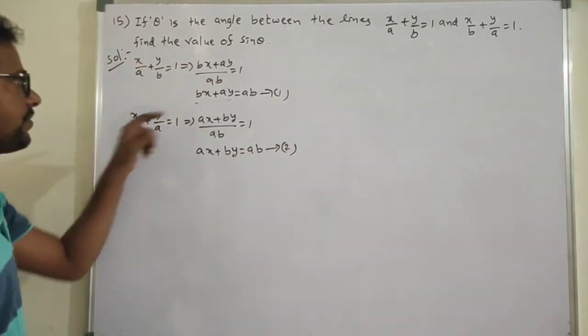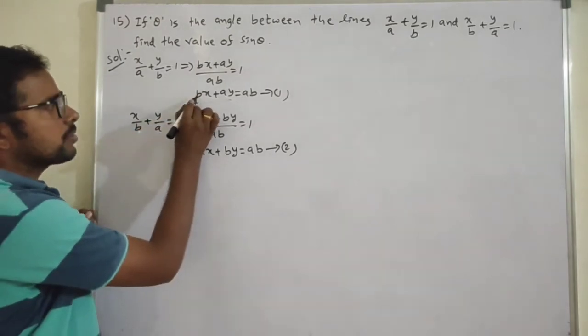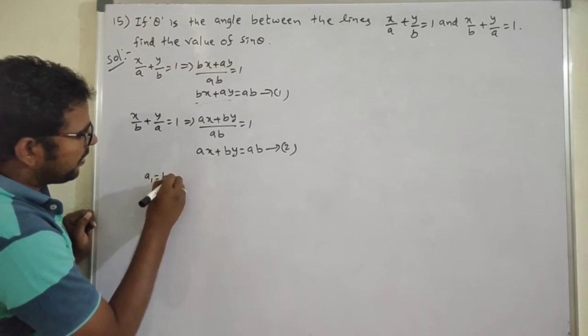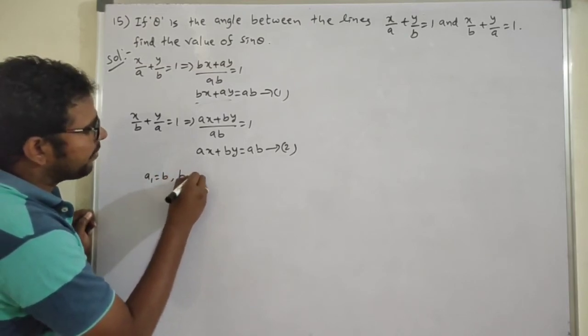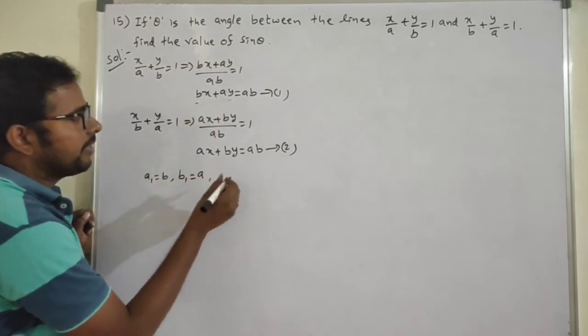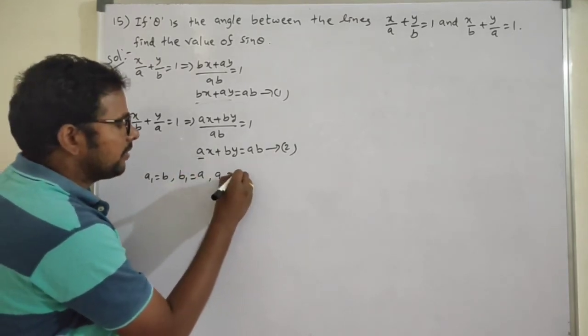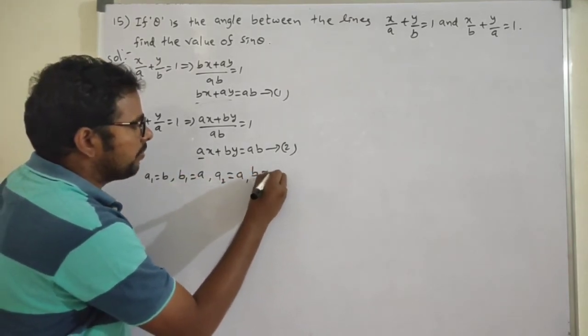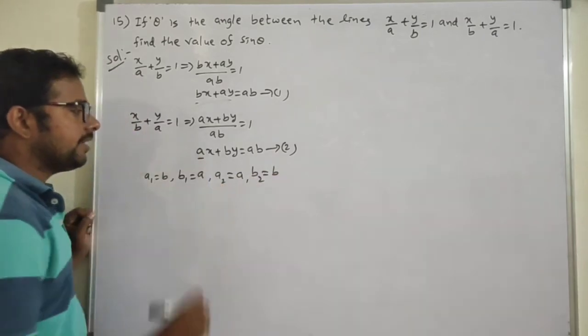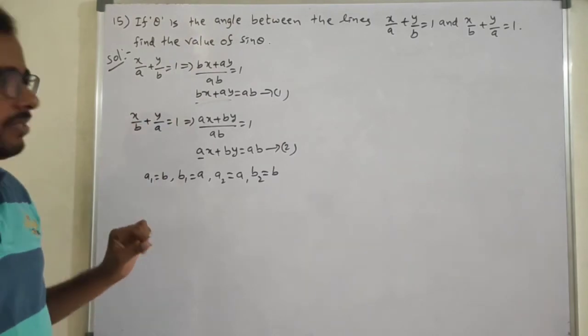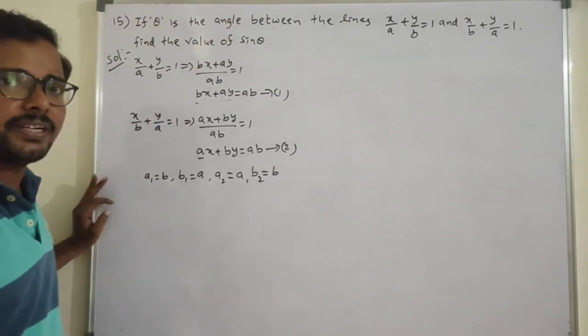From the first equation, what is a1? a1 is equal to b, and b1 is the y coefficient, a. From the second equation, a2 is equal to a and b2 is equal to b. Theta is the angle between the two lines.